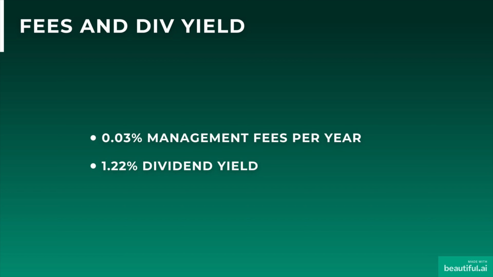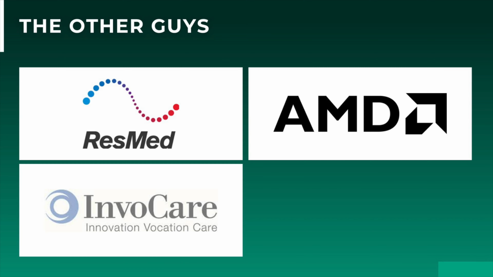The management fees on VTS is only 0.03%. It's very, very low. And the dividend yield is 1.22% as of recording this video. I'm not too concerned about the low yield because the purpose of investing in VTS is more for cheap access to the US market. So honestly, I'm not very fussed. Now with InvoCare, ResMed, and AMD, those are all the companies I personally really like and I wanted to own myself. Other than that, I actually don't have a logical reason why I have positions on those.